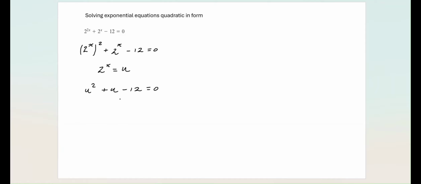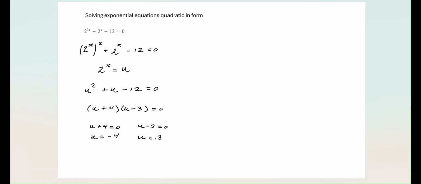It's very easy to solve this equation now by factoring. So you can say that this is u plus 4 times u minus 3 equals 0. 4 times negative 3 is negative 12, and 4 minus 3 is positive 1. So you get that u plus 4 equals 0, so u equals minus 4. And u minus 3 equals 0, so u equals positive 3.